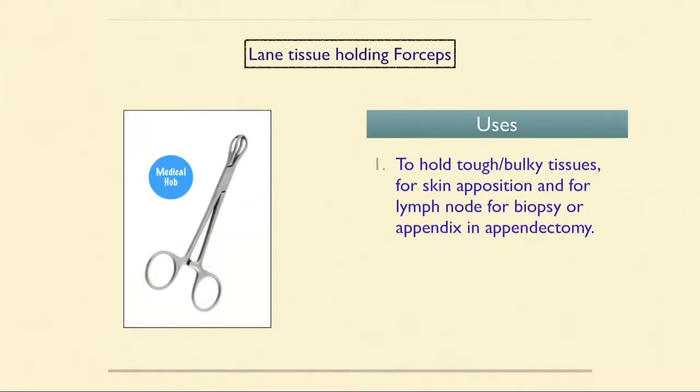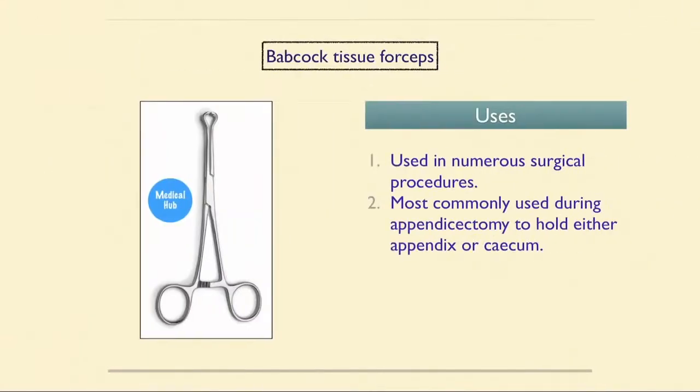Next instrument is Lent tissue holding forceps. It is used to hold tough or bulky tissues for skin apposition, and for lymph node biopsy, or the appendix in appendectomy. Next instrument is Babcock tissue forceps. It is used in numerous surgical procedures, most commonly during appendicectomy to hold either the appendix or cecum.